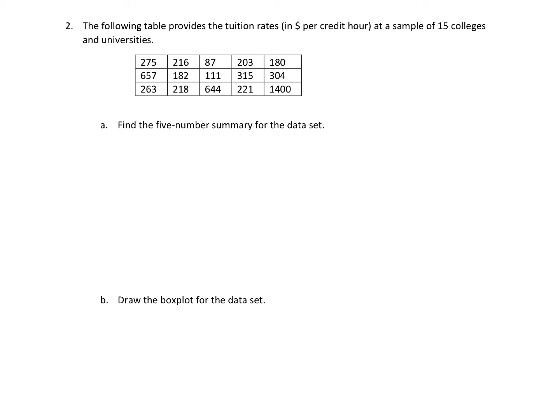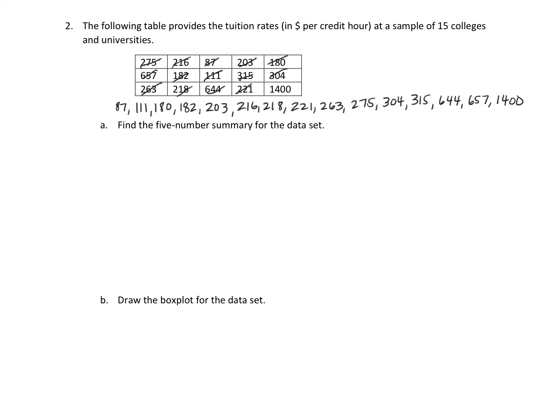So the first thing we want to do is rearrange our data so that it's in order from smallest to largest. That's where I will start. I'm going to pause this, write out my list, and then I'll come back. Okay, so I've put these numbers in order from least to greatest. Your smallest is 87 and your largest is 1400. You can see there's quite a big difference between your least and your greatest this time.